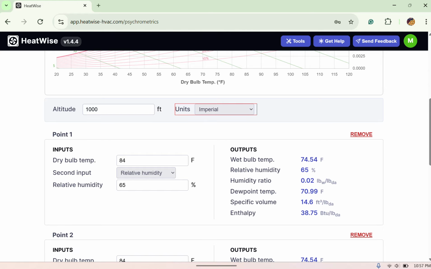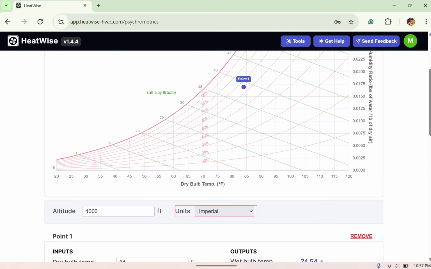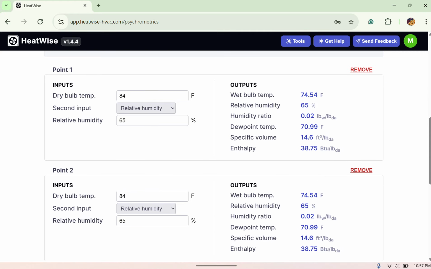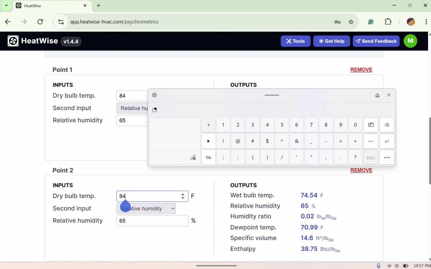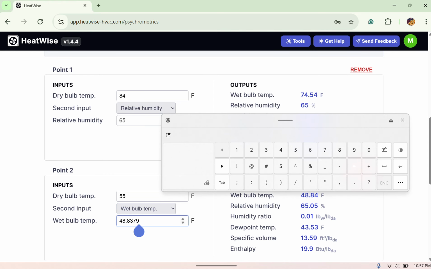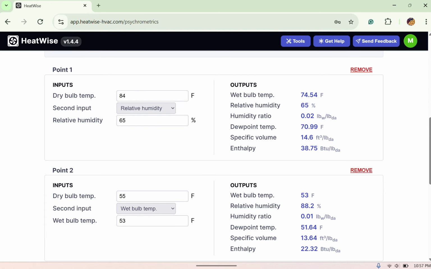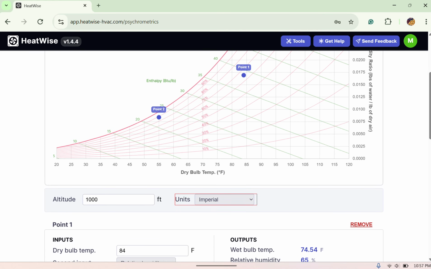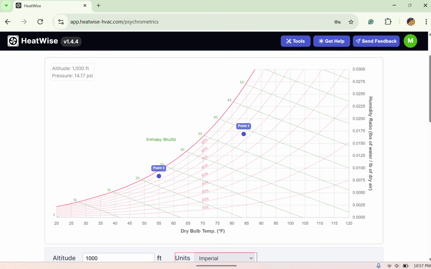And we can also add a point so that we can have multiple points plotted on our graph. So for our second point, maybe let's make this one a bit colder. Let's make it 55, and let's say our wet bulb temperature is about 53. So we're close to our dew point temperature, so this is more of a coming off the cooling coil, and you can see both of our points plotted there.